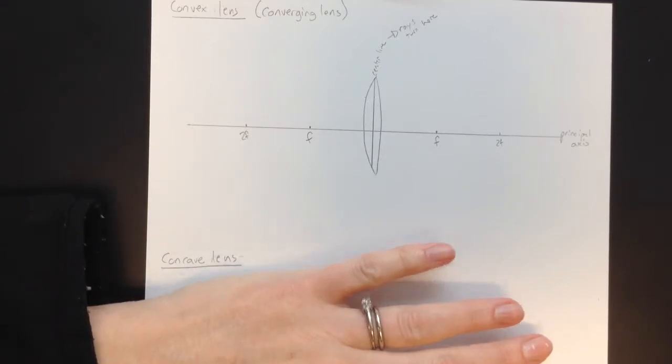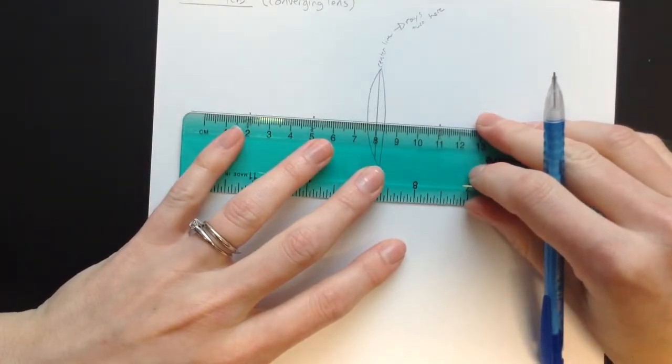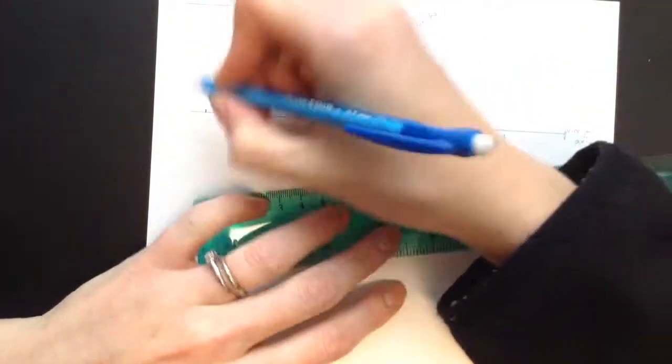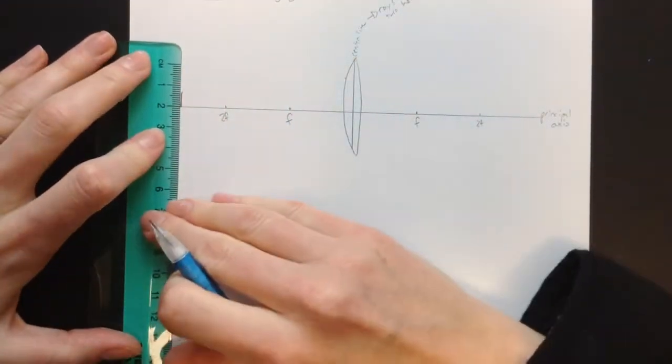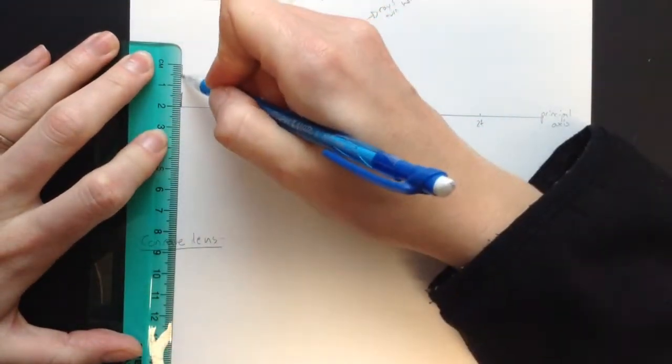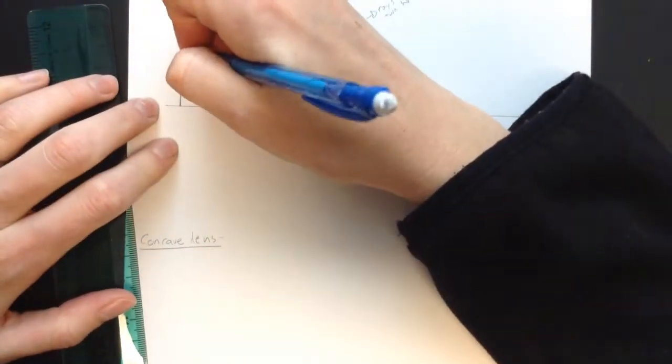And so I'm going to do this much the way I did the last time. I'm going to have my object, which for today we'll start with one that is 8 centimeters away. And so I'm going to draw an arrow, and I'll make my arrow 2 centimeters tall. There we go. And so that right there is my object.